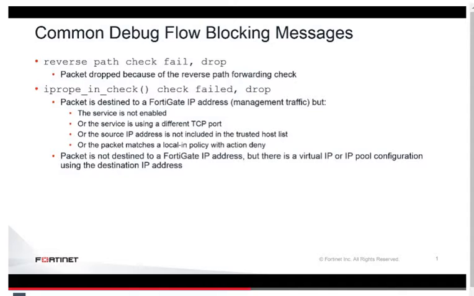The source IP address is not included in the trusted list, or the packet matches a local in policy with the action deny. The packet is destined to a device on the other side of FortiGate, but a virtual IP or IP pool is wrongly using that IP address. In this case, check your virtual IP or IP pool configuration.